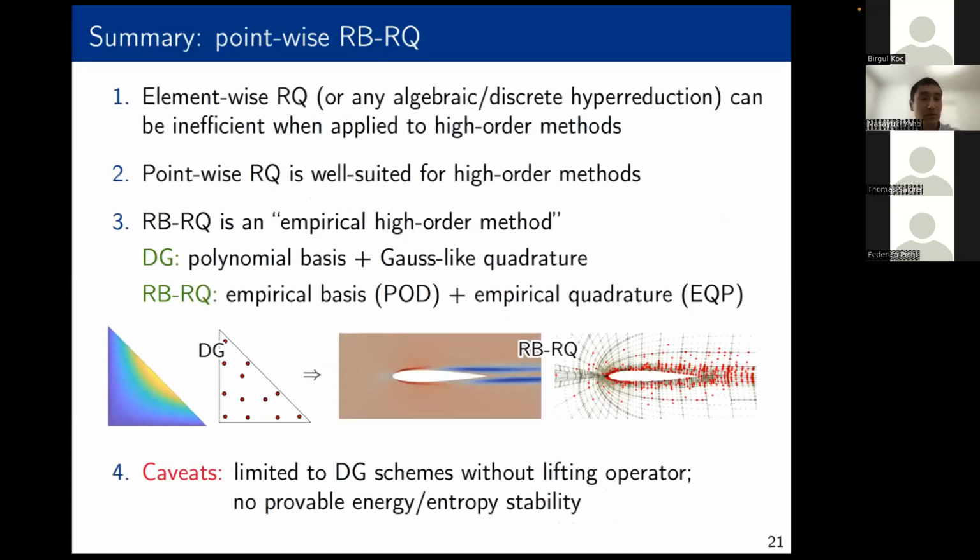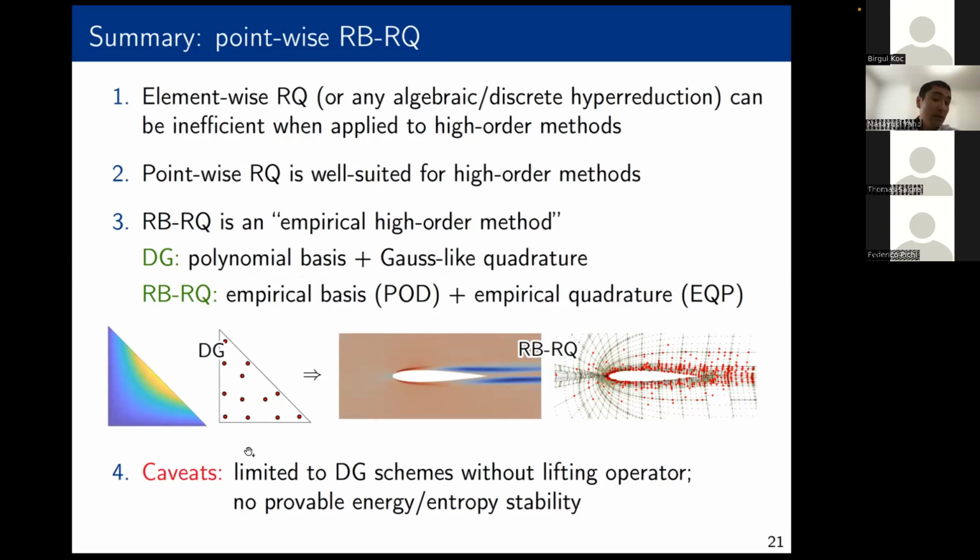Okay. So summarizing this part of the talk, we saw that element-wise reduced quadrature or any algebraic or discrete hyperreduction method can be inefficient when applied to these high-order methods. But point-wise formulation can resolve this issue. And we can really think of this reduced basis, reduced quadrature formulation as an empirical high-order method for these parametrized problems. So DG method or any finite element method works with piecewise polynomial basis and piecewise Gauss-like quadrature. Reduced basis, reduced quadrature formulation work with empirical basis, which might come from, say, POD, and empirical quadrature, which comes from EQP. Now, there is one caveat, though, actually two caveats.